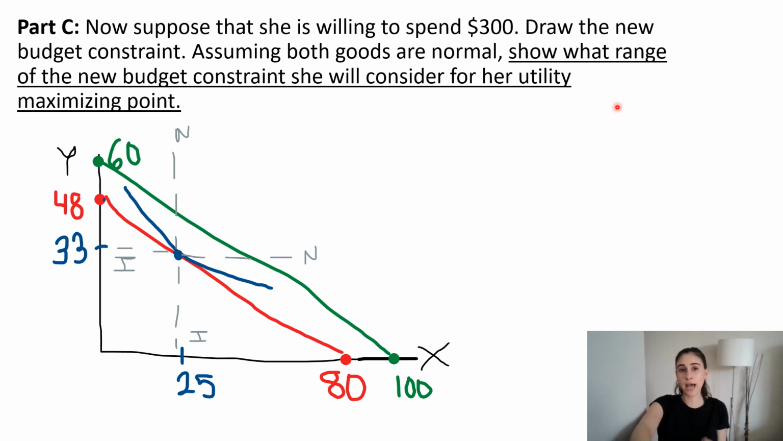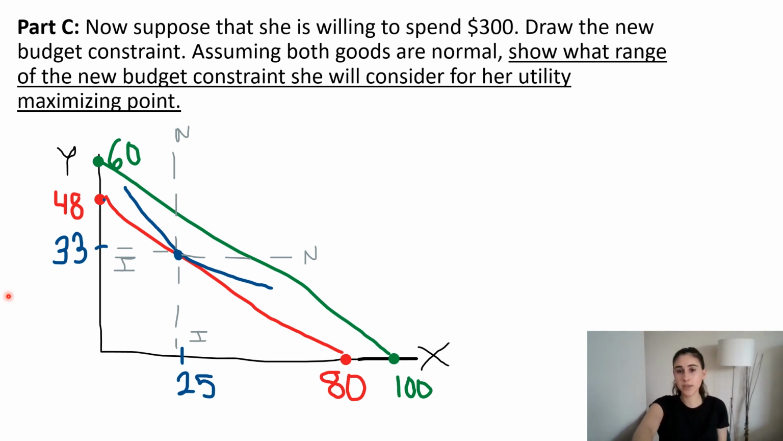The second portion asks us to find the range for the new utility maximizing point. So to find the range, I will start with my original utility maximizing point and draw coordinates. As you can see, the coordinates are labeled by N and I. In this case, N will represent a normal good and I represents an inferior good. We will soon see how the new range of the utility maximizing point depends on the normality or inferiority of goods.